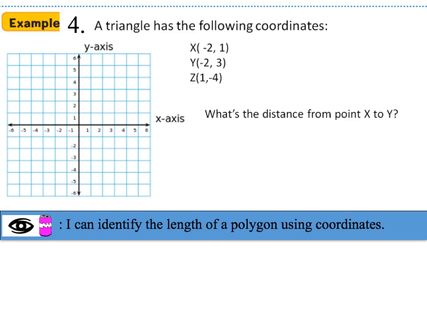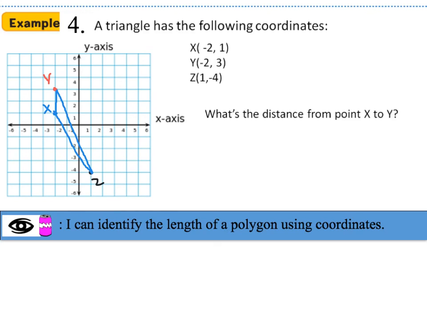For example 4, it says a triangle has the following coordinates: x, which is negative 2, 1, y, which is negative 2, 3, and z, which is 1, negative 4. So let's go ahead and plot these points on the coordinate plane. So that's the location of point x. That's the location of point y. And that's the location of point z. So if we connect these vertices, we can form a triangle.